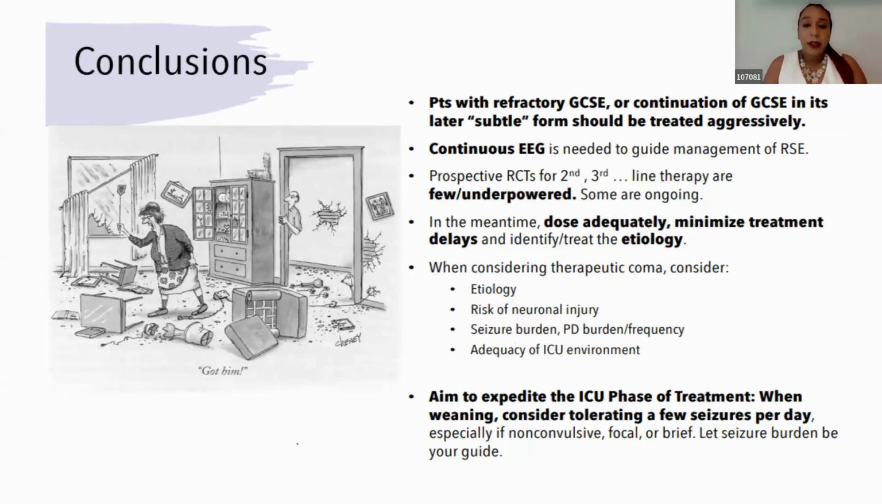And in the meantime, dose very well, minimize treatment delays, and identify and treat the etiology. When considering therapeutic coma, consider the etiology, neuronal activity, their seizure burden, and then if you can get them to the ICU as quickly as you can, do that where they'll be monitored closely.